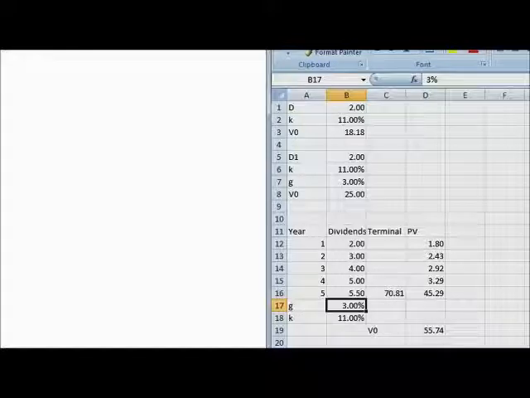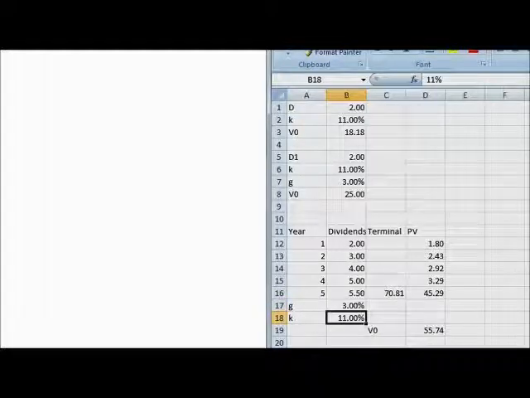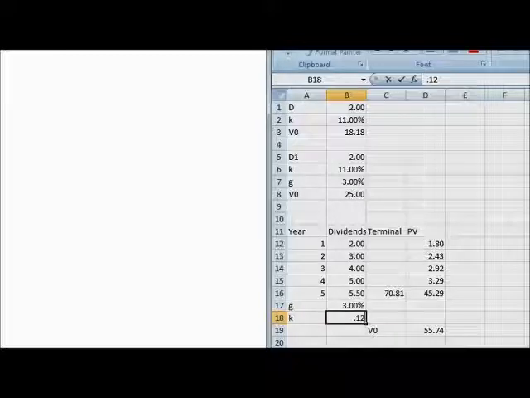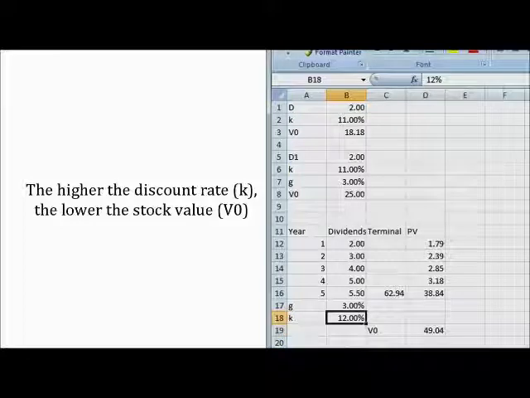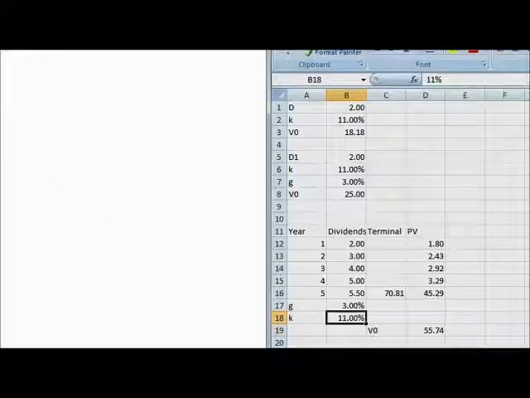What happens if we raise the discount rate to the stock? In essence, we require a higher rate of return from the stock. So I'll raise it to 12%. Once I hit enter, you'll see that the value will go from $55.74 to something lower. Again, this makes sense. When investors require a higher risk premium, they are willing to pay less for the same stream of cash flows. So I'll set that back to 11%.